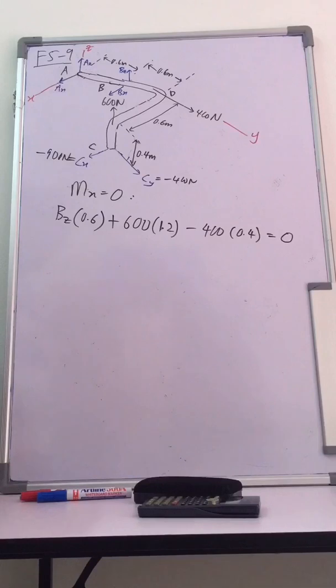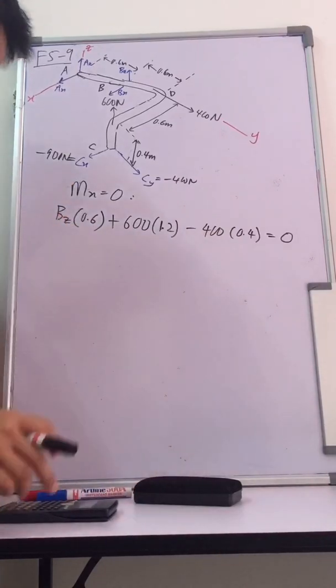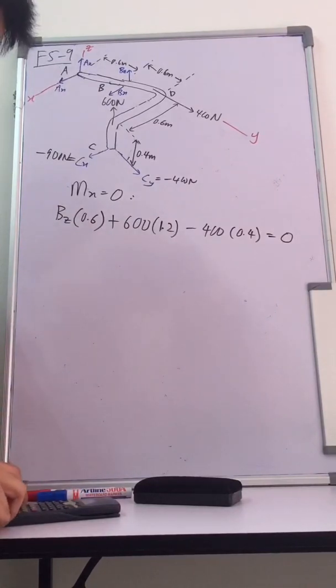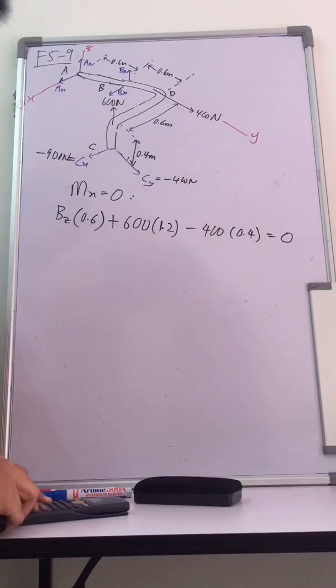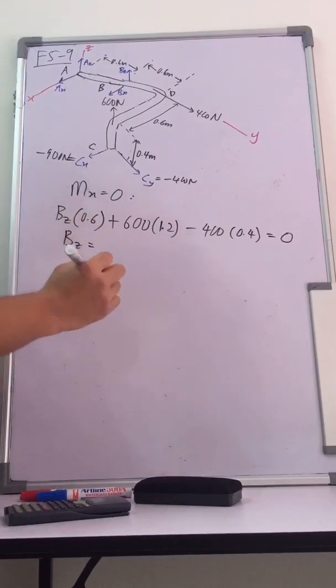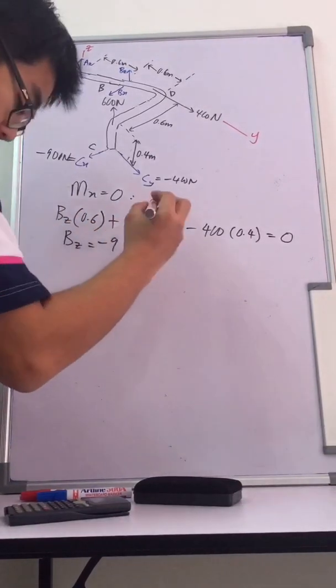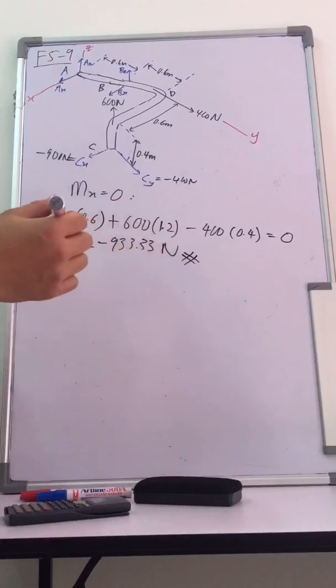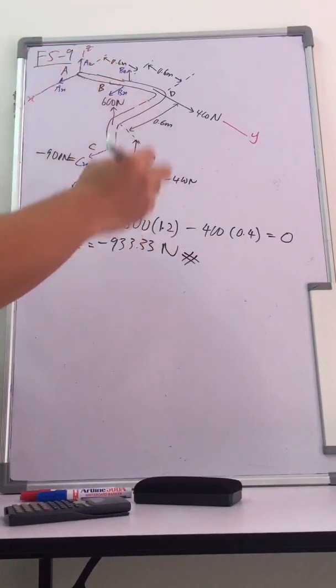Alright, anything else in moment about X? No, so equals to 0. Here you can see that we just have one unknown, which is BZ. So we can solve this straight away. 400 times 0.4 minus 600 times 2 divided by 0.6. So BZ is minus 933.33 Newton, right?